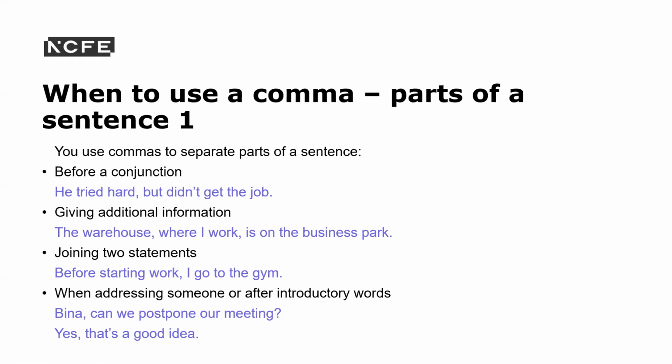When to use commas: parts of a sentence, 1. So the use of commas is to separate parts of a sentence before a conjunction. He tried hard, but he didn't get the job. So you can see there, he tried hard, that's the end of that bit, but he didn't get the job. So that's the conjunction. So the but gives you an idea there should probably be a comma there.